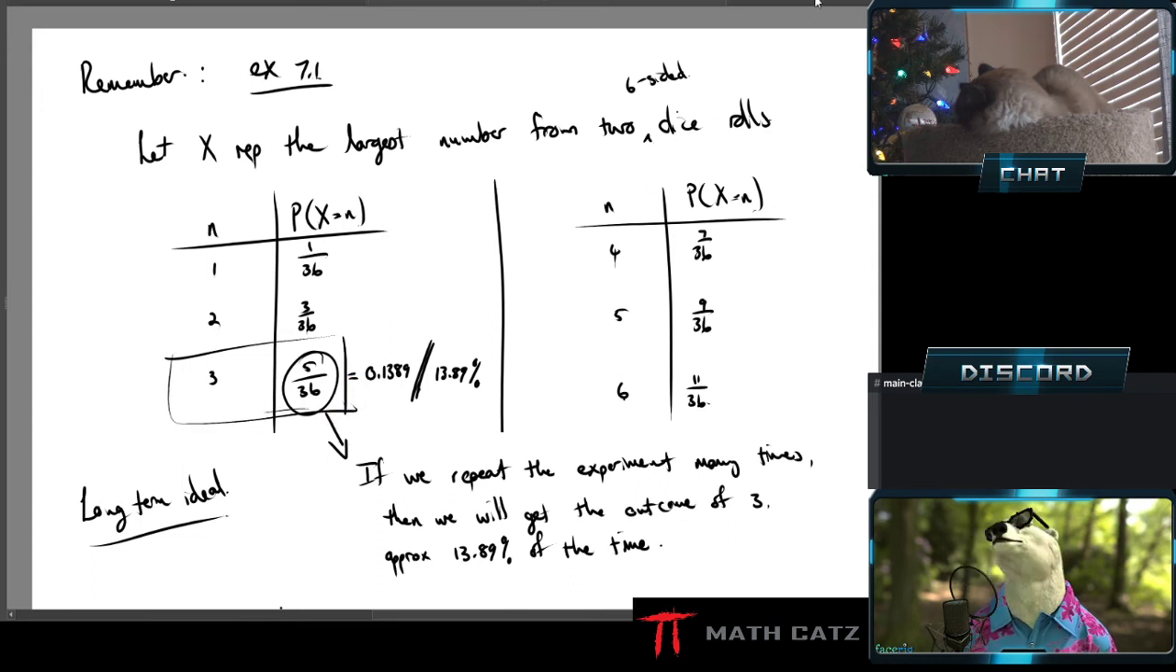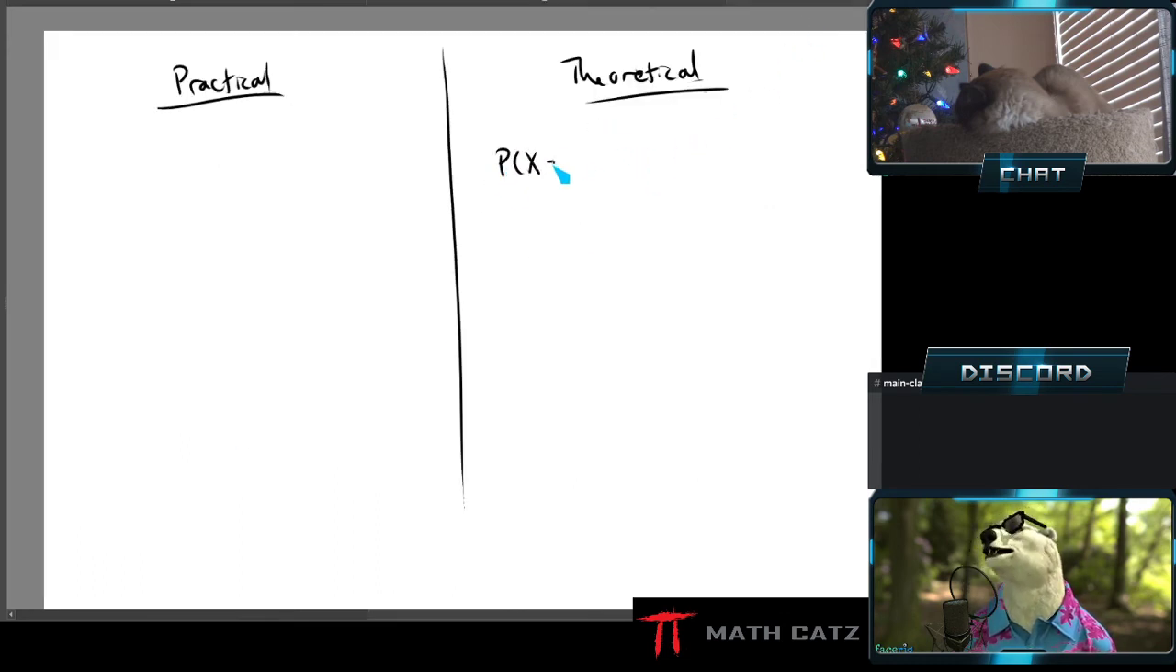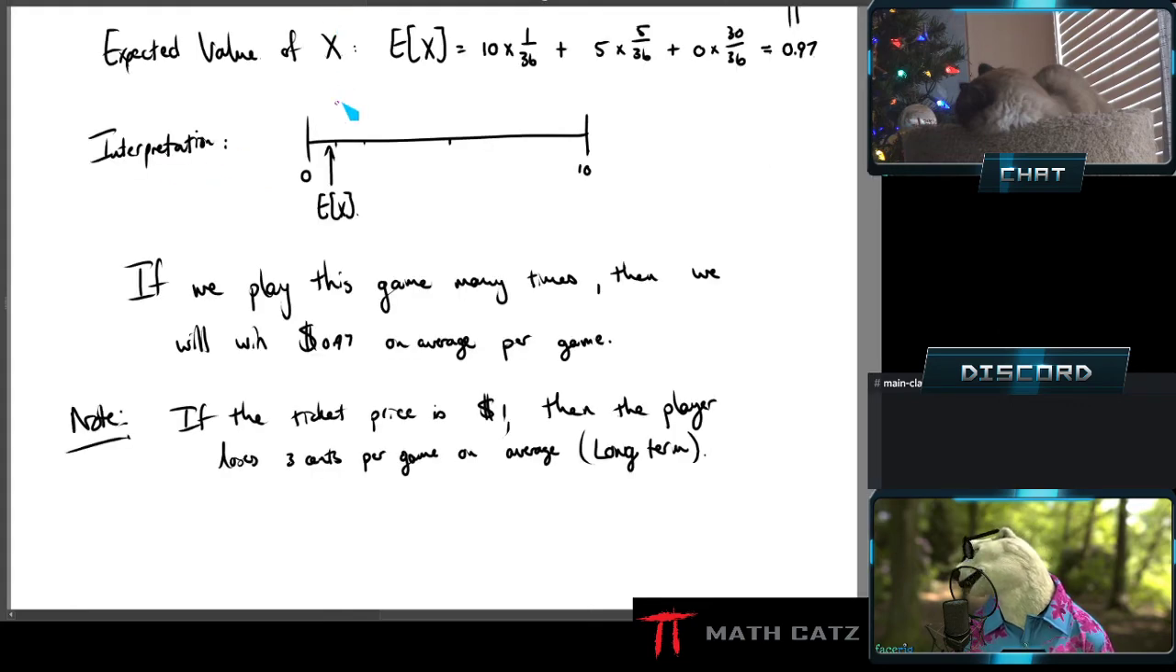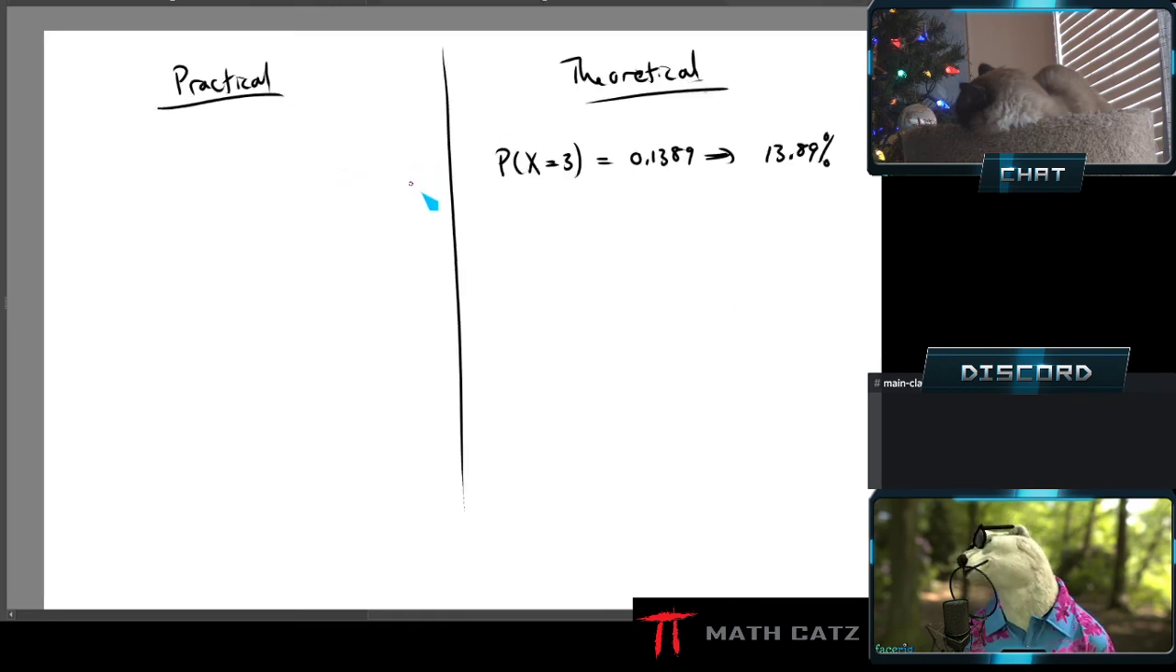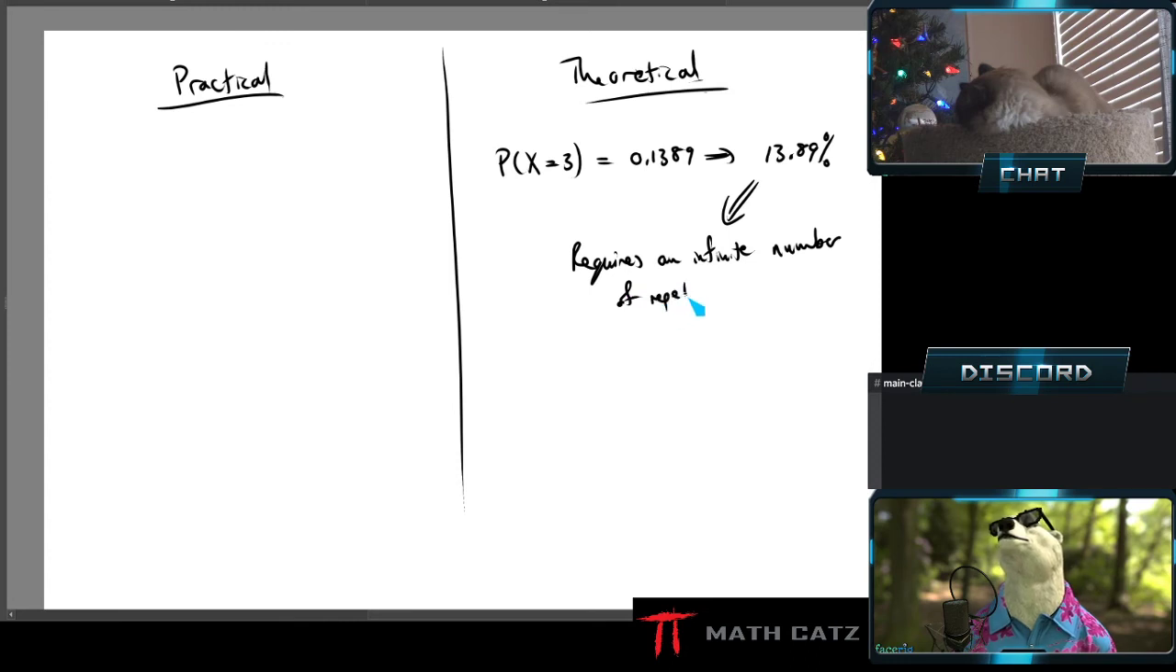Let's focus on this 3. So the theoretical side says the probability that x equals 3 is 0.1389, which means 13.89%. Yes, approximately, but it's extremely close, right? So now when I switch to practically doing this experiment, I can't roll the 2 dice this many times. This requires technically an infinite number of repetitions to get to this 13.89%.